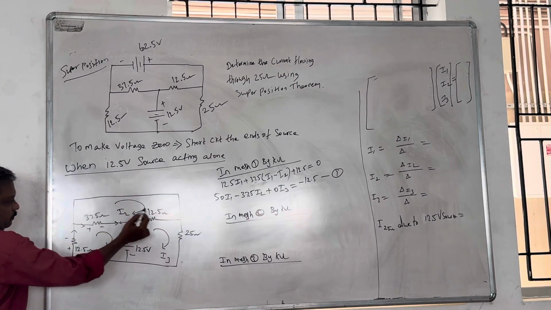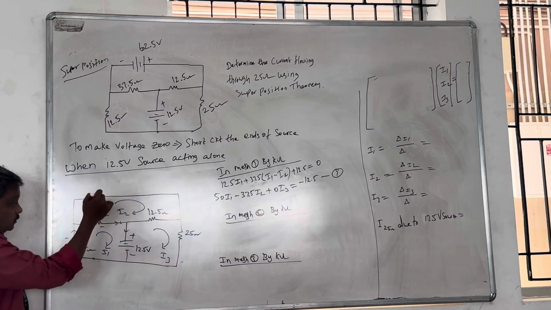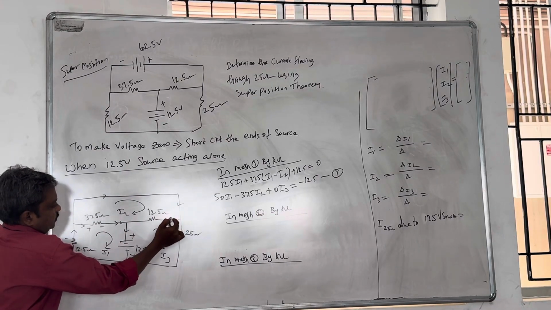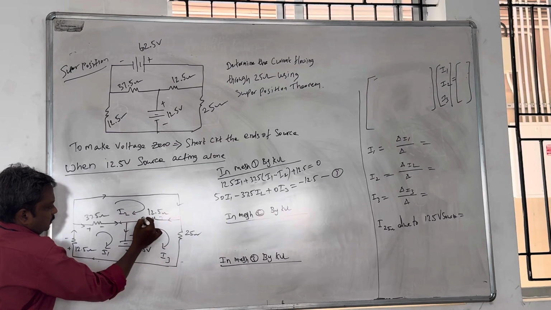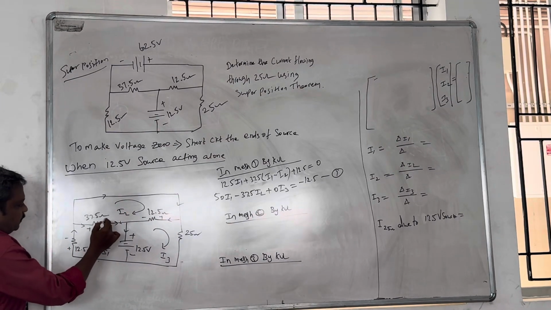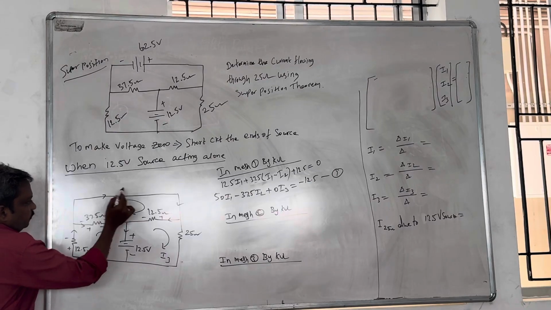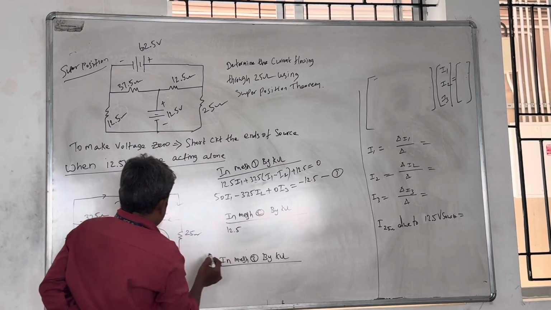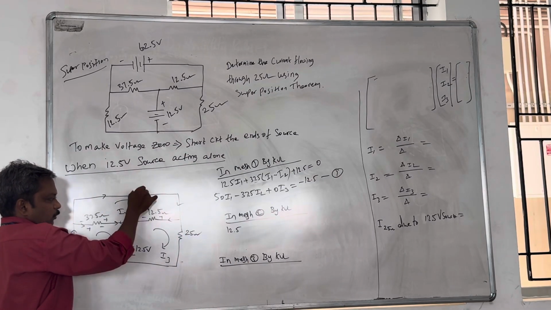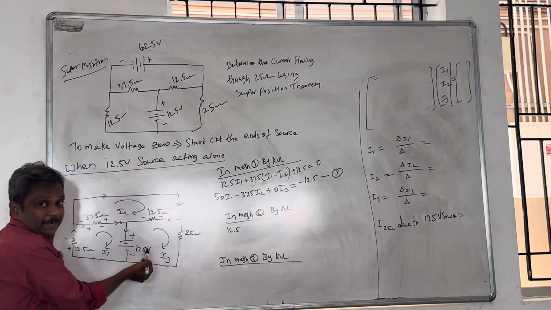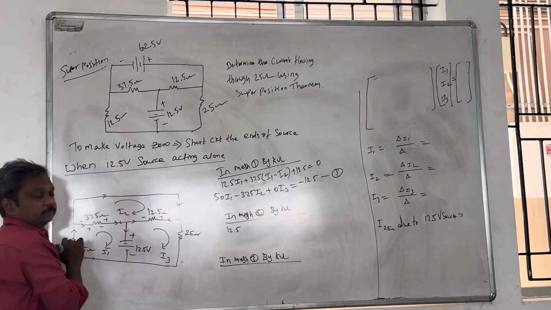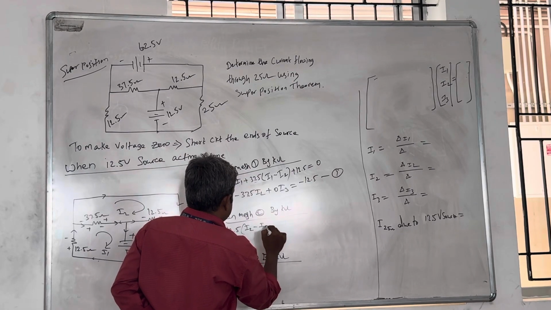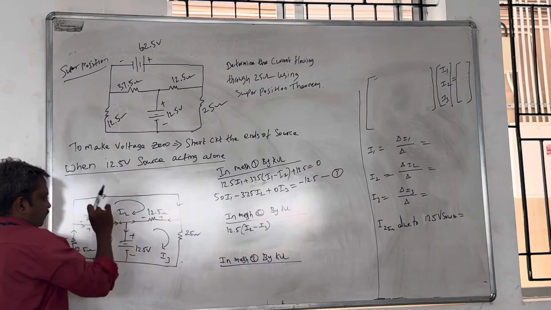We are having only 2 elements. You give new signs according to the current direction I2. You are traveling in this way, right? Clockwise. So, entry plus, leaving minus. I am starting from here, come here plus 12.5. This is common for I2 as well as I3, right? So, I3 is entering like this. So, I2 minus I3 is the current flowing through 12.5.